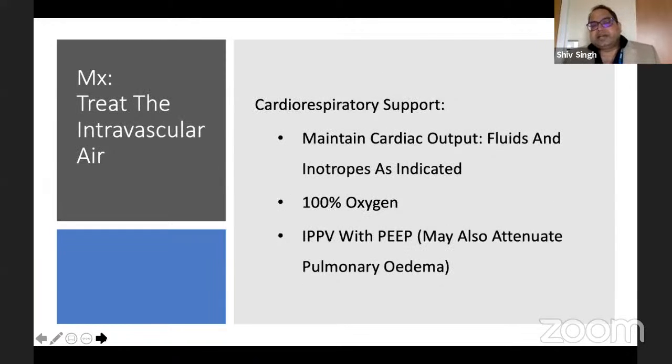Then, of course, is the cardiorespiratory support. You will make sure that cardiac output is maintained with fluids and vasopressors or inotropes. You will make sure the patient gets 100% oxygen. You'll continue to ventilate them with IPPV and PEEP, and this will also attenuate the pulmonary edema. Having the PEEP on will increase the venous pressures, because it is transmitted through the chest. This will prevent further entrainment of air.